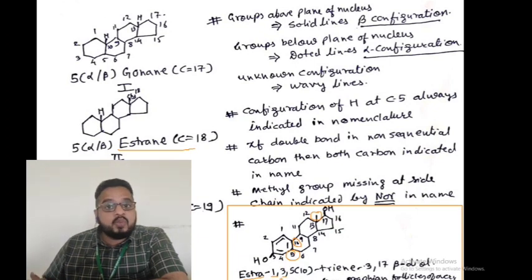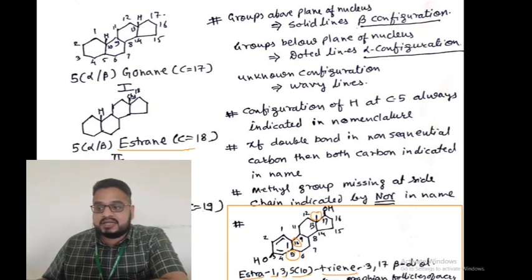So that means estra. 1, that is 1, 2 we have that double bond. 3, that is the 3, 4 double bond, and the next would be 5(10), meaning the double bond is between the 5th and 10th carbon. So how many double bonds? 1, 2 and 3. So estra-1,3,5(10)-triene. Triene is 3 double bonds.